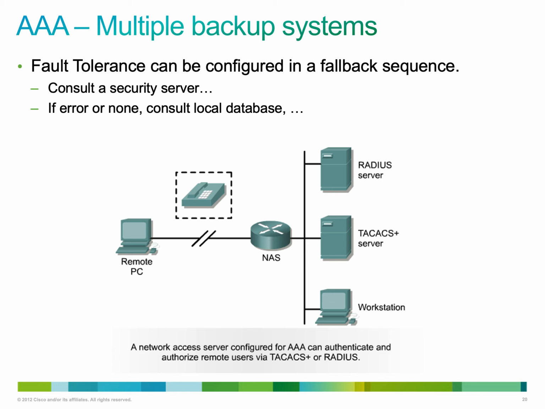Now let's take a look at the AAA multiple backup system. What are these backups? Multiple backups are an advantage that it has. Like we say, it has the RADIUS server, the TACACS servers, the workstation, the NAS, which is the router in this regard, the dial-up, and so on and so forth. So because of the multiple backup system, there is what we call fault tolerance, and you can configure this fault tolerance in a fallback sequence.